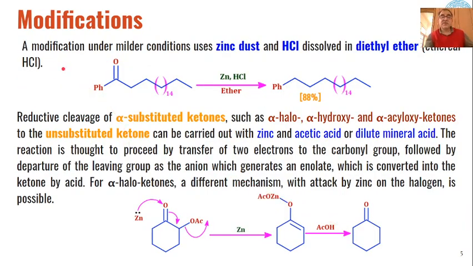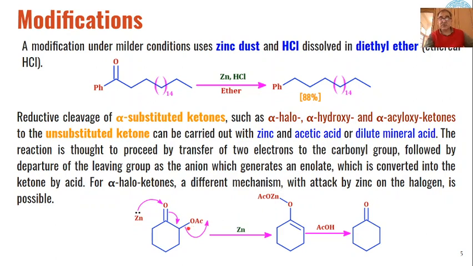Then some modifications in Clemmensen conditions have also been reported, where the product formed is the same, that is, carbonyl compounds are converted into methylene compounds, but with some variations in the use of the reducing agent, from zinc amalgam to, say, zinc dust and HCl in diethyl ether. So under these conditions also the Clemmensen reduction can take place.